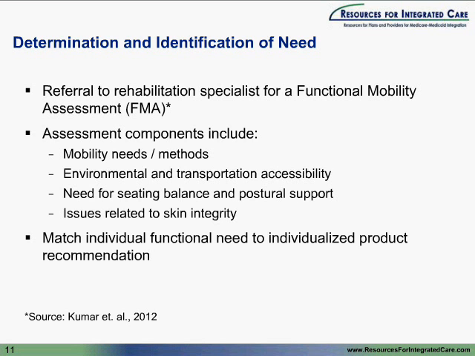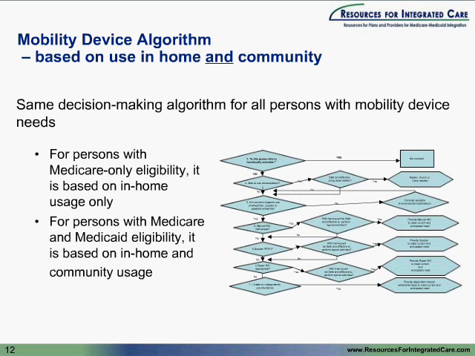Ultimately, there's a match here between the functional need and the individual product recommendation. And I, as a clinician, can do a lot of the needs assessments with the member, the participant directly. Working with a supplier is essential in then taking those needs and translating them into product recommendations. For a clinician, there is a decision-making algorithm that we work through to best match function and product.